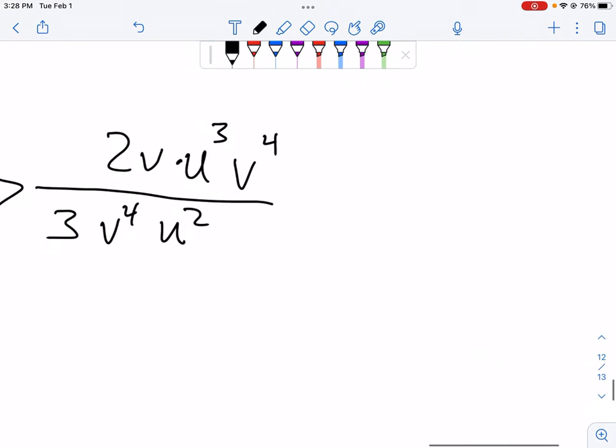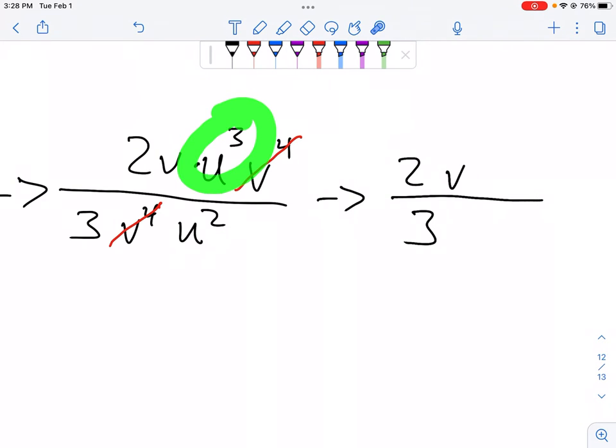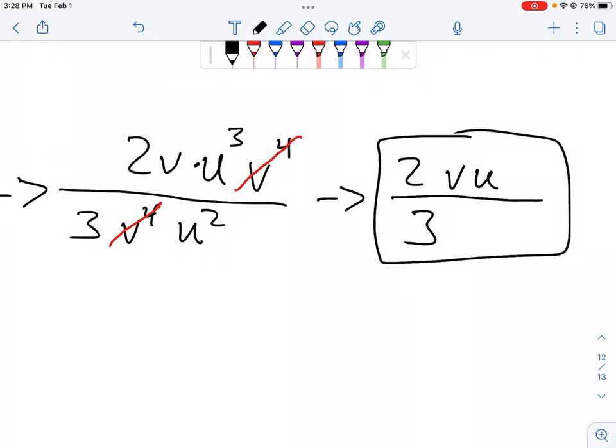Now that I've done that, I'm going to do another line of work here. And let's see. Now that I'm looking at it, I see v to the fourth and v to the fourth would cancel each other out. So I have 2 over 3. I have 1v left on top. And then I see that u3 and u2 I can subtract and get u1 on the numerator. And this would be our answer.